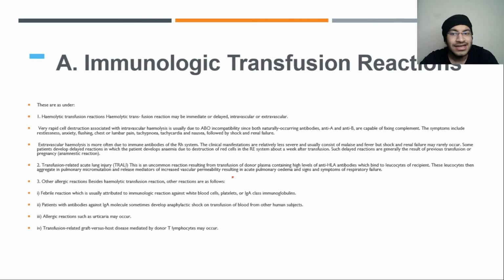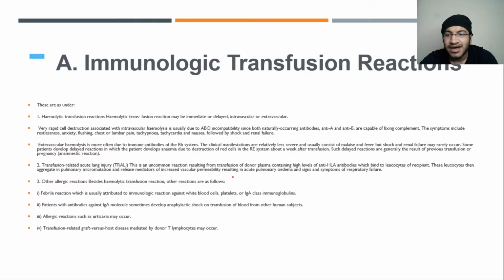Then transfusion related acute lung injury. This is an uncommon reaction resulting from the transfusion of the donor plasma containing high levels of anti-HLA antibodies which bind to leukocytes of the recipient, and these leukocytes then aggregate in the pulmonary microcirculation and release the mediators of increased vascular permeability, resulting in acute pulmonary edema and the signs and symptoms of respiratory failure.